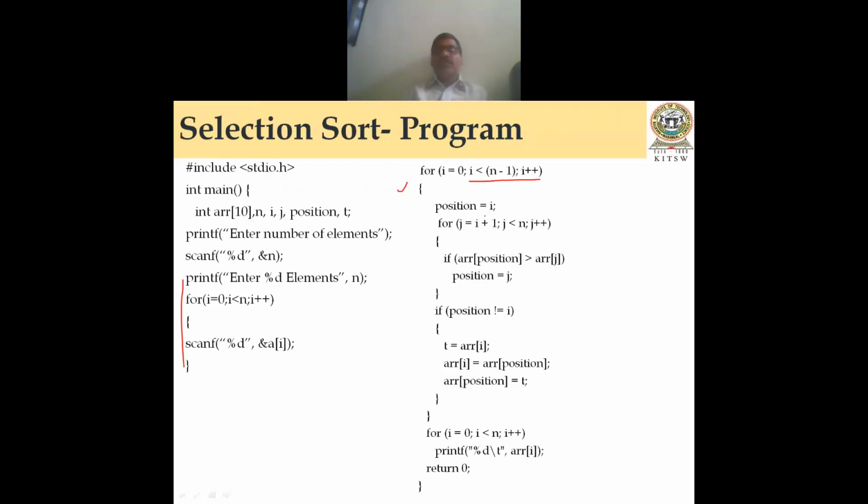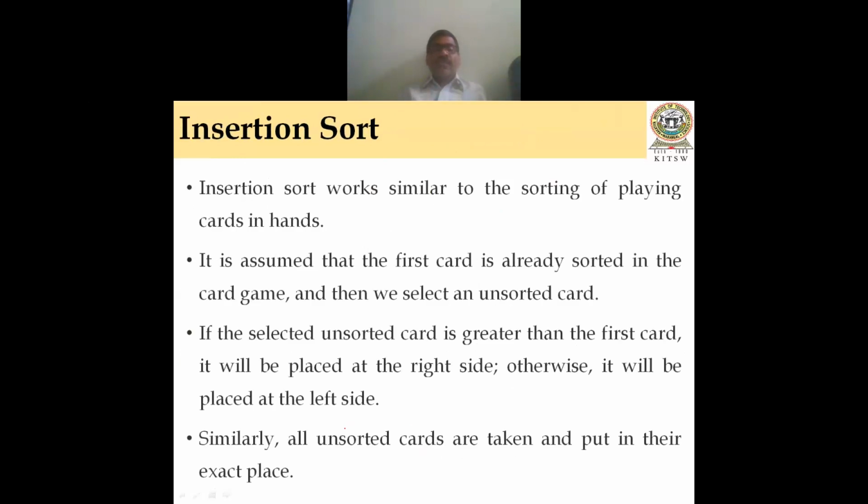Now here position equals i. So we are assuming that the minimum element is found at the ith position. From j equal to i plus 1 to n, we try to find the minimum element wherever we can find it. If position is not equal to i, then we swap AR of i with AR of position. Fine, so this is the technique basically. And this part is the printing of these elements.